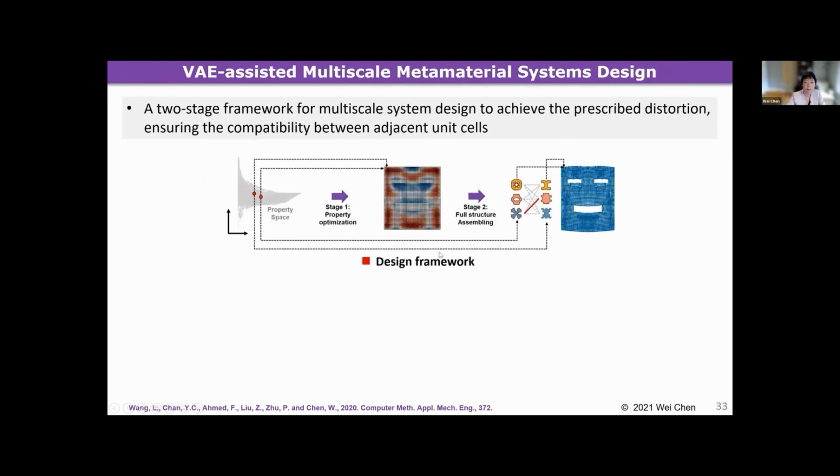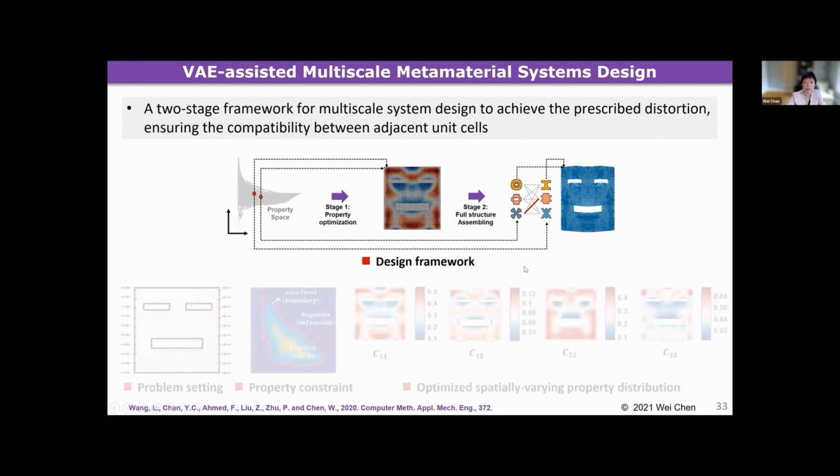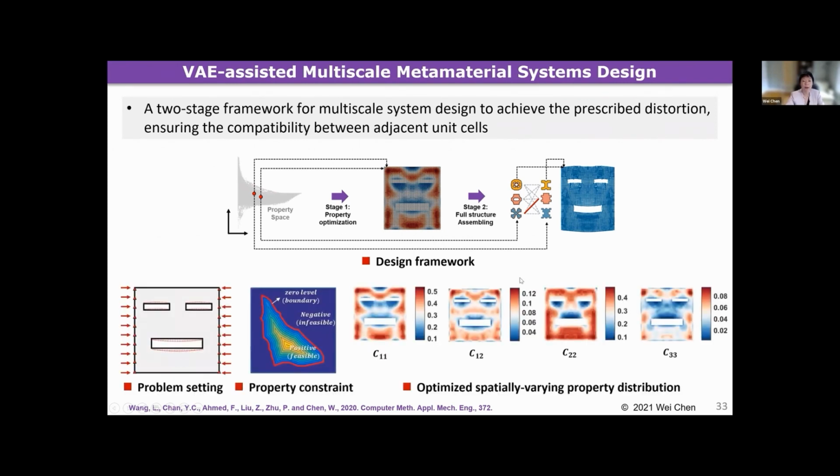And using this database, we used a two-level design approach that first uses topology optimization to identify the optimal property, and then searches the database to assemble them together using what we call a tiling optimization algorithm. I'm not going to go into details of this algorithm. It's published in this paper that you can take a close look at.